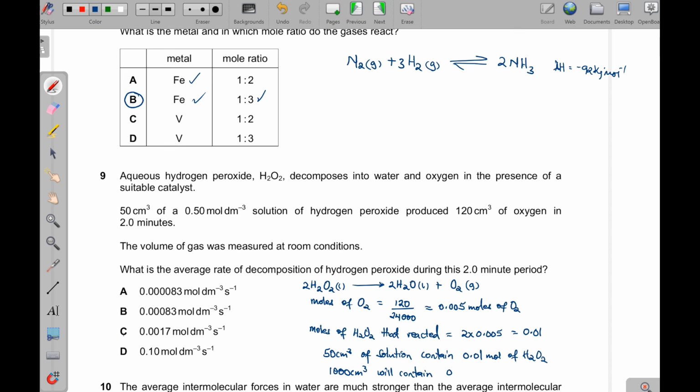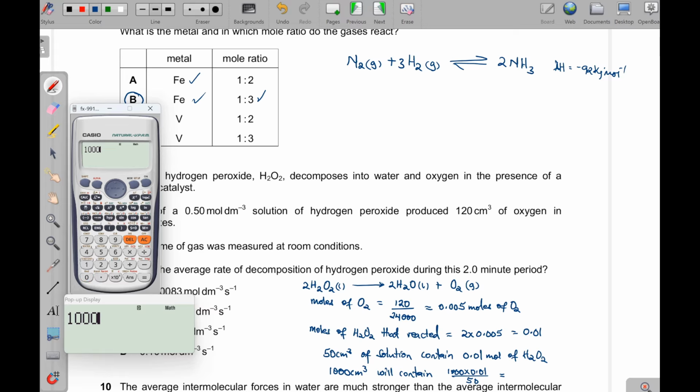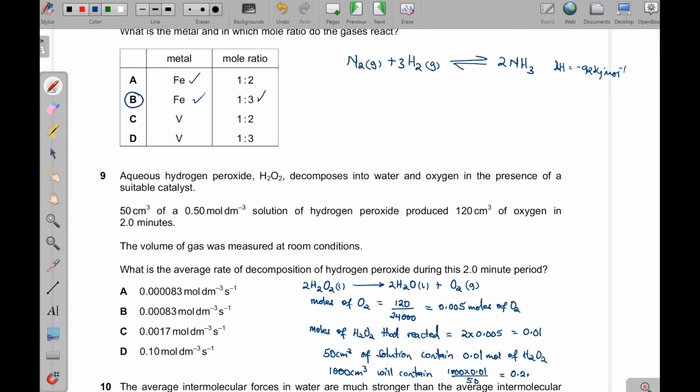So this one here will contain 1,000 times the 0.01, then we divide by 50. What do we get? 1,000 times 0.01, divided by 50. This one is 0.2. So this is 0.2 moles per liter.